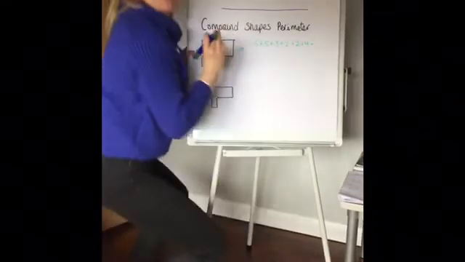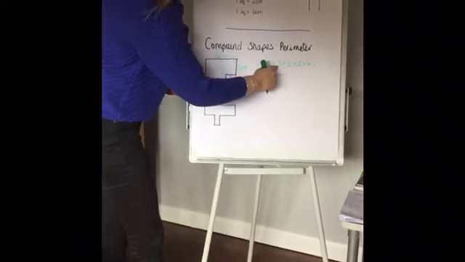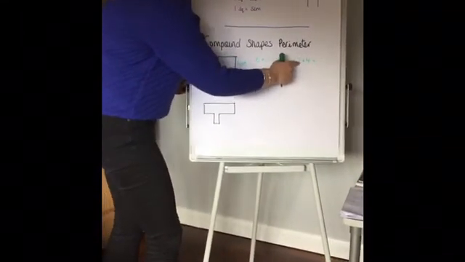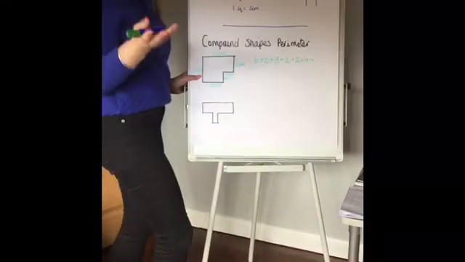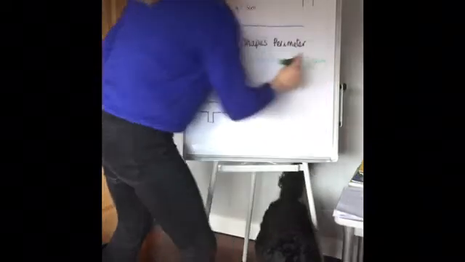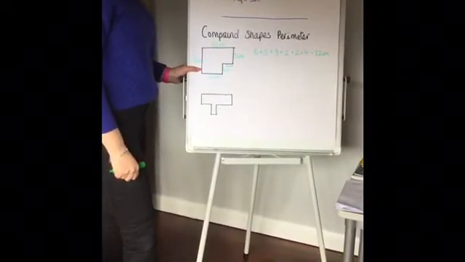So let's just do some quick maths. I've got 6 and 5, which is 11, plus 3, which is going to give me 14, plus 2, 16, plus 2, 18, plus 4 gives me 22. The perimeter of this compound shape is 22 centimetres.